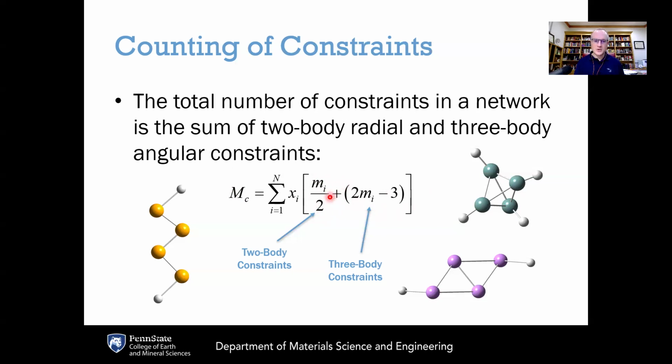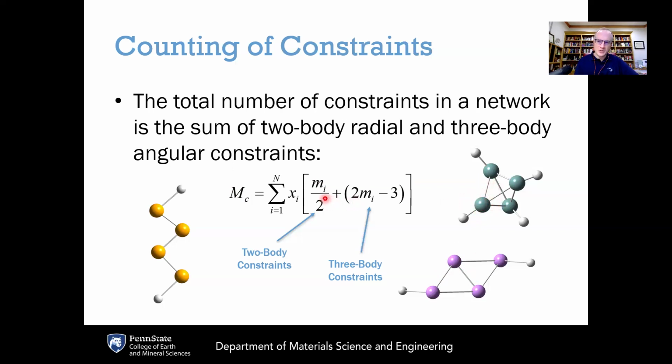So let's start with the two-body constraints. The formula here for the two-body constraints is just the coordination number divided by 2. So this coordination number is telling us how many nearest neighbors that the atom has. So if you've got a coordination number of 2, like these yellow atoms, you see that there are 2 bonds connecting them. If it's a coordination number of 3, may have 3 bonds, like these purple atoms, or a coordination number of 4, like these turquoise atoms here, having 4 nearest neighbors.